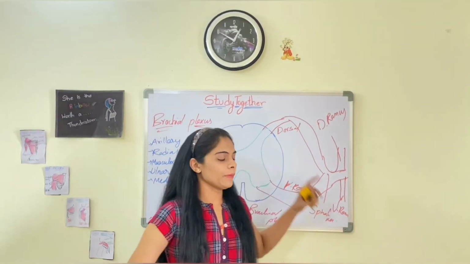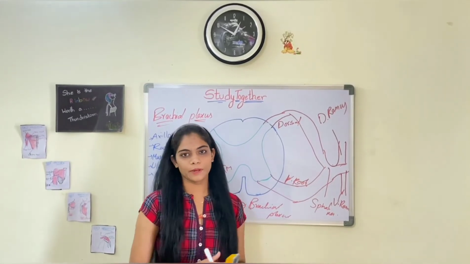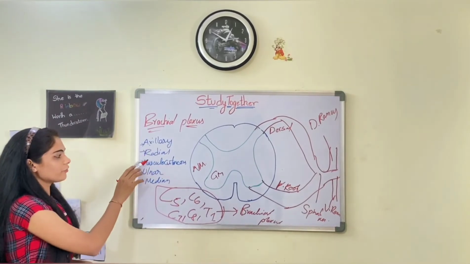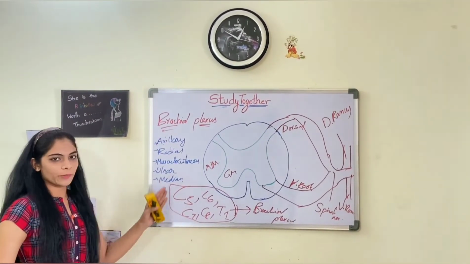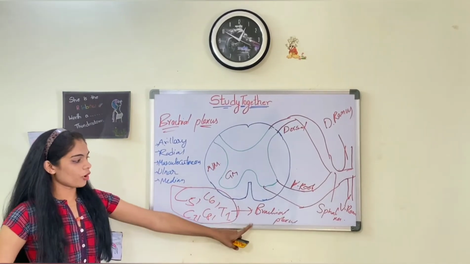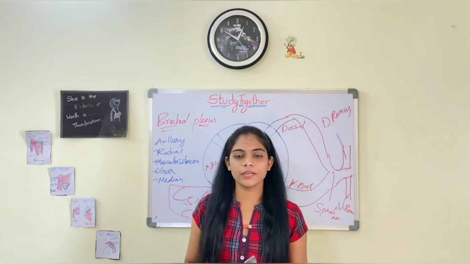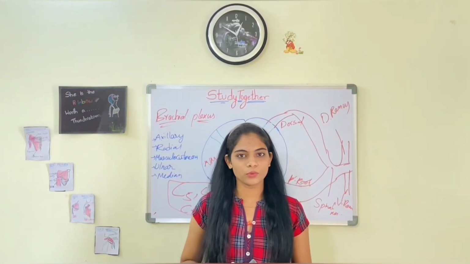So this brachial plexus gives rise to your nerves which innervate, which supply your upper limb. Okay. So the major nerves are your axillary nerve, radial nerve, musculocutaneous, ulnar nerve and median nerve. These are your major nerves which are formed by brachial plexus, and these nerves are responsible for your cutaneous, that is your sensory, and muscular, that is your motor innervations.